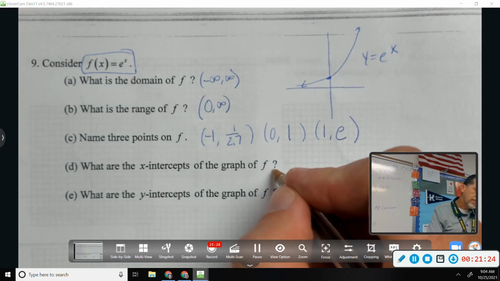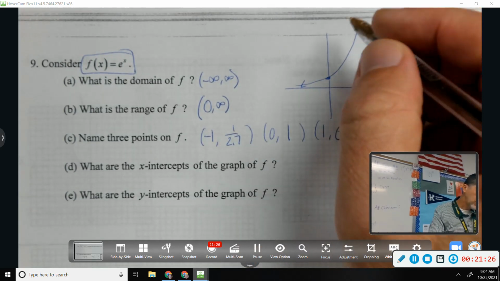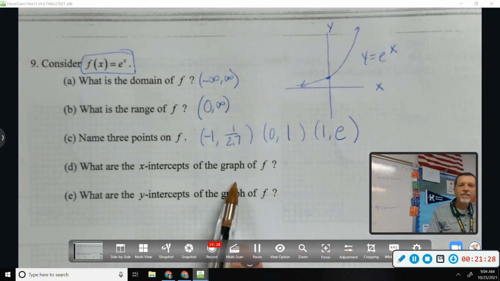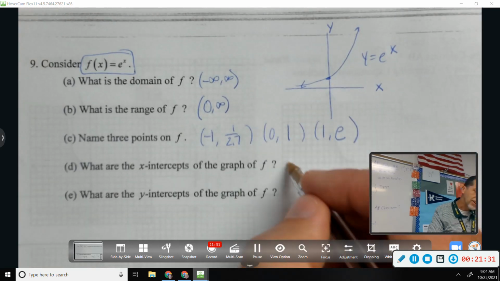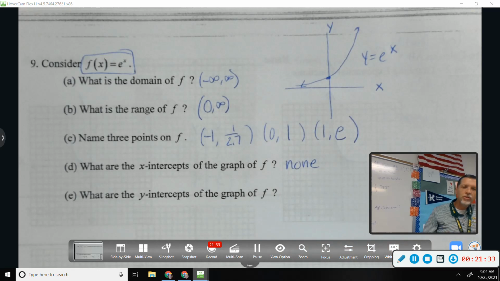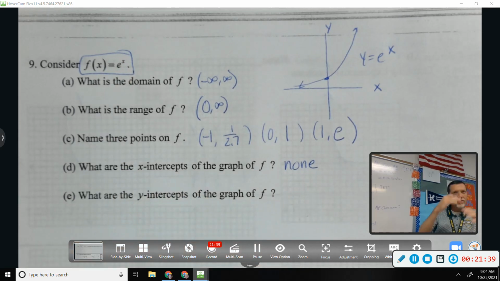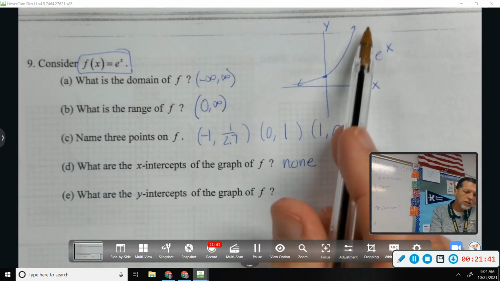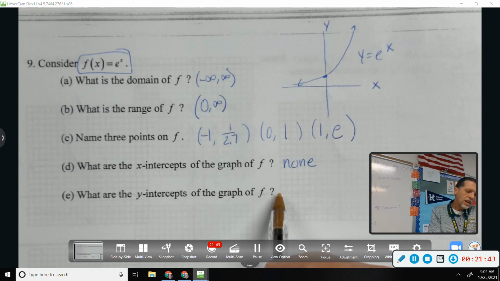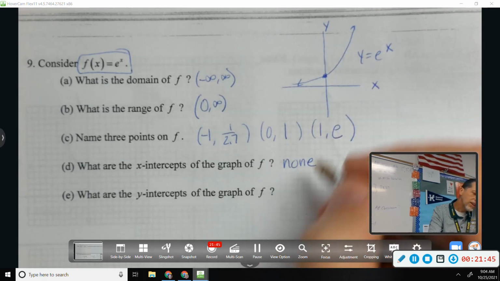Let's see. X-intercepts. That would be places where it crosses the x-axis. It doesn't. None. Good. Trick question, but you were not fooled. And again, that would change if our original function got moved down, then it would have an x-intercept, but this one does not. And the y-intercept is right there at 0, 1.